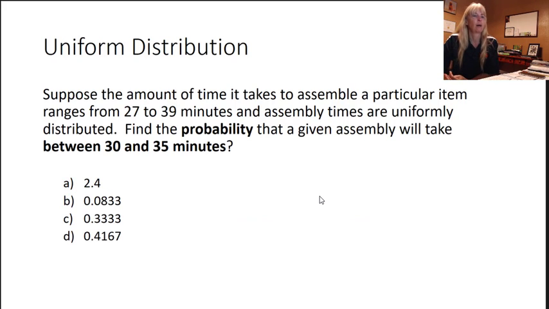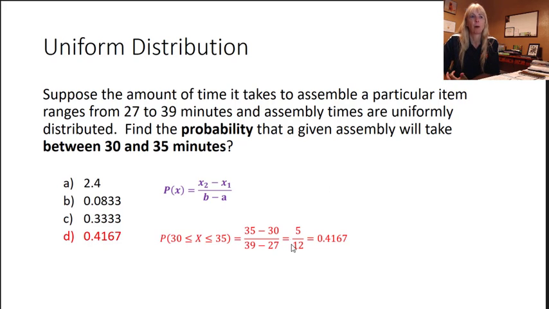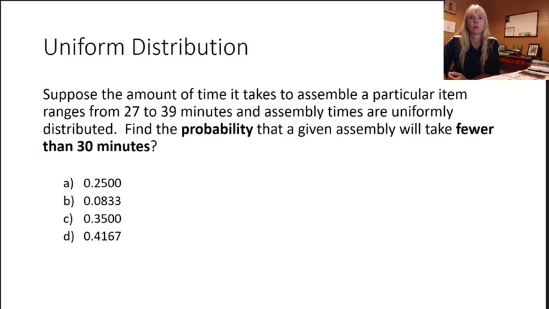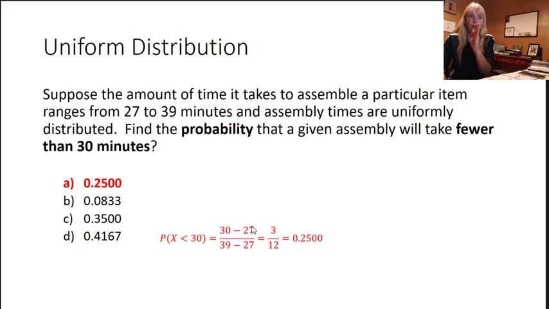Find the probability that a given assembly will take between 30 and 35 minutes. The probability goes up top, between 30 and 35, and then the range, the 39 minus 27, goes on the bottom. And I get 0.4167. Fewer than 30 minutes? Fewer than, so I know 30, but to what? Where do I stop? Well, you stop within your range. So 30 or fewer, till I hit the bottom value of my range. And then, of course, the bottom is the range of the entire distribution to get my answer.